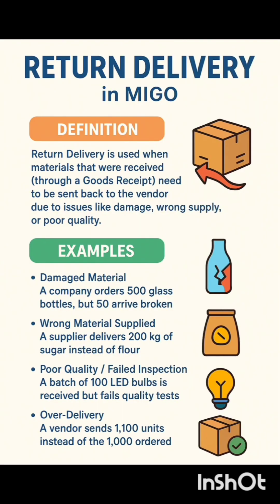Another use of MIGO is return delivery. It is used when materials that were received through a goods receipt need to be sent back to the vendor due to issues like damage, wrong supply or poor quality.